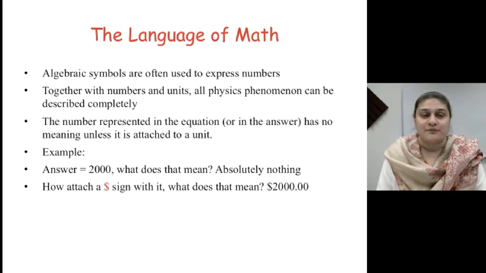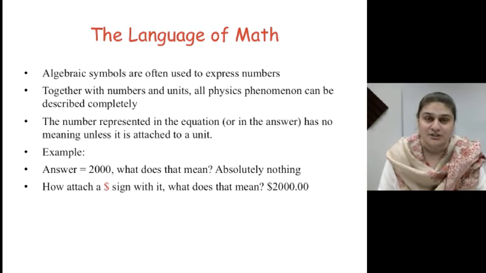The language of math. Algebraic symbols are often used to express numbers. Together with numbers and units, all physics phenomena can be described completely. A number represented in an equation has no meaning unless it is attached with a unit. As an example, think of a number 2000. What does it mean? Well, it means absolutely nothing. But let's say I attach a $ sign to it. What does it mean now? It means you now have $2,000.